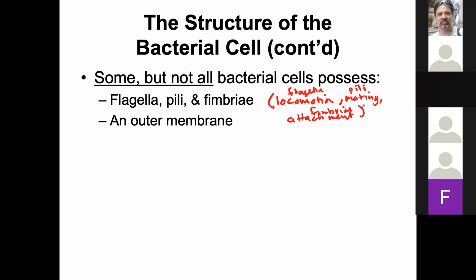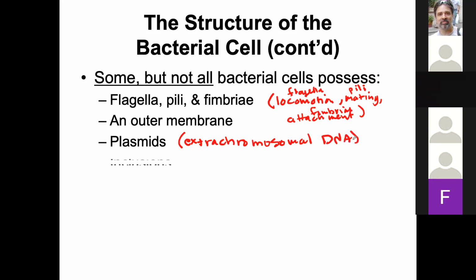They have an outer membrane. They have plasmids. What are these? This is extra chromosomal DNA. Okay. They have inclusions. These are chambers for storage. Okay, and we say storage of what? Pigment, waste products, depends on the cell.